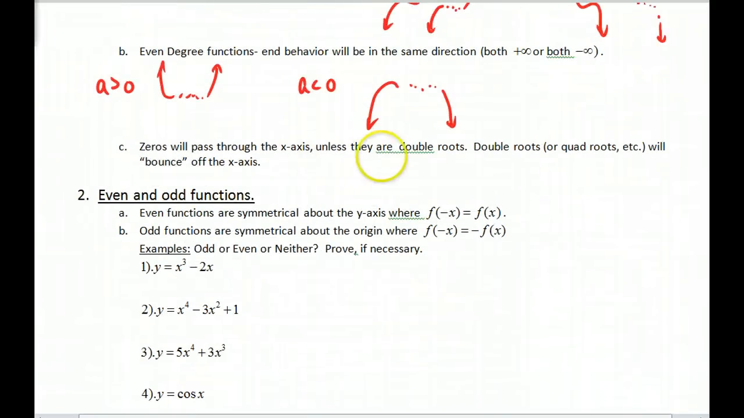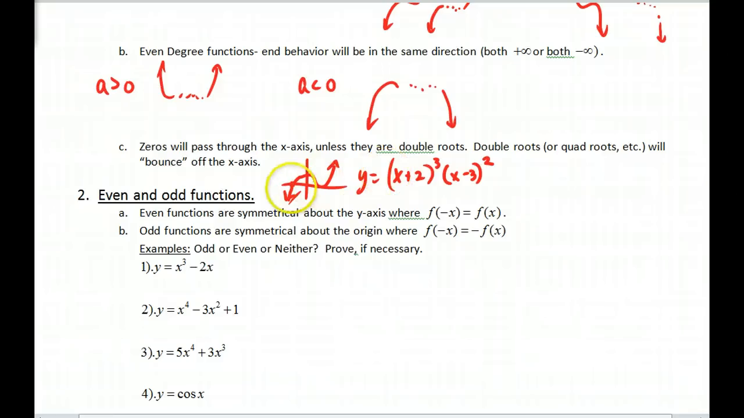Zeros pass through the x-axis unless they are double roots. Double roots will bounce off the x-axis. So in other words, this one would be an example of one that passes through. That means that it might be like (x + 2) to the cubed. You could have it to the first or to the cube. And then if I wanted to bounce off something, then this might be (x - 3) raised to an even power. So this might be an example of something like this. If it is actually cubed here, though, it would flatten off, but it does pass through. If this exponent's odd, it passes through. Even for the zeros, then it would bounce.